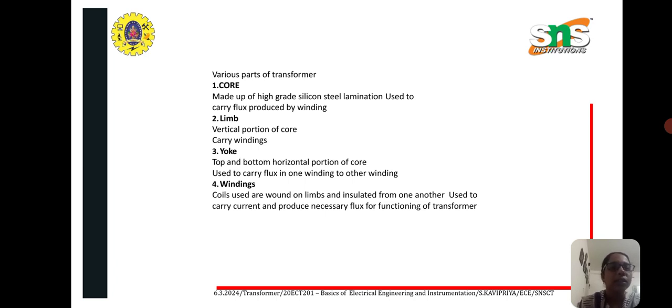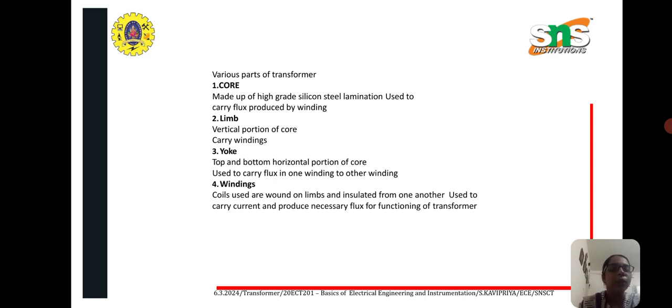First one is the core. The core is made up of high grade silicon steel laminations and it is used to carry the flux that is produced by the winding. The winding is wound over the core. The core is made up of silicon steel and it is laminated. Second one is the limb. The vertical portion of the core we call a limb. Only on the limb the winding is wound.